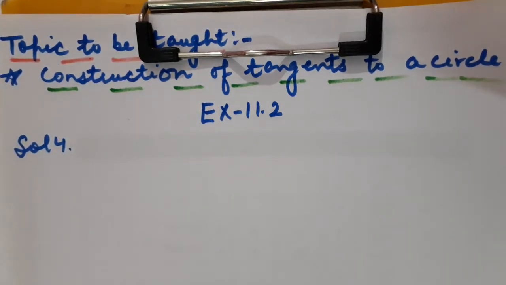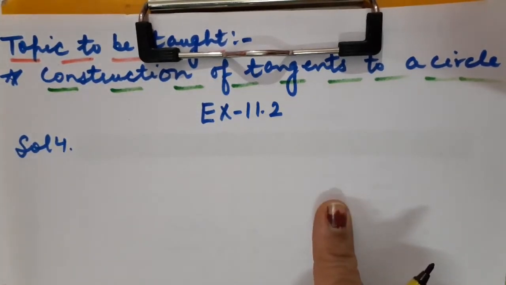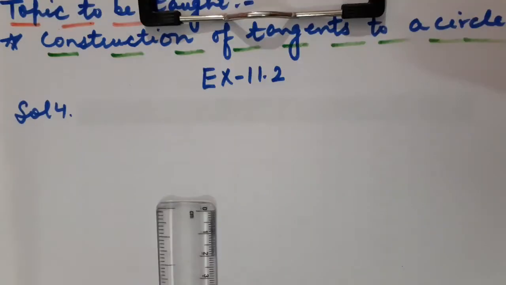Draw a circle of radius 5 centimeter. First of all, we are supposed to draw a circle of radius 5 centimeter. Then we have been asked to construct a pair of tangents on it so that they are inclined at 60 degree. Means both the tangents are going to form a 60 degree angle. And after that, we have been asked to measure the length of both the tangents. So children, let us start this question.